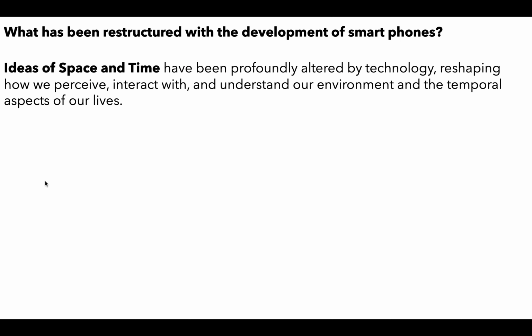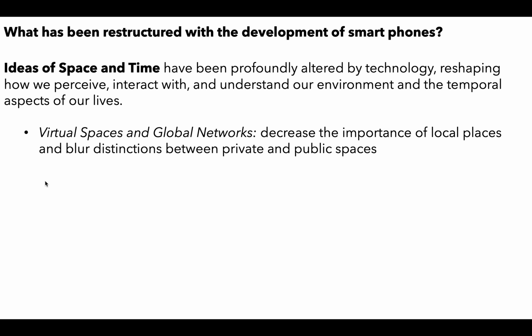What else has been restructured with the development of the smartphone? Our ideas of space-time are profoundly altered by this technology, reshaping how we perceive, interact with, and understand our environment, and the temporal or space-time aspects of our lives. So there's a decreased importance on local places and more interconnectedness within a global network, whether that is via social media, via access to information in various ways, or through connections that you've made to other people in other places based on the capabilities of your smartphone.